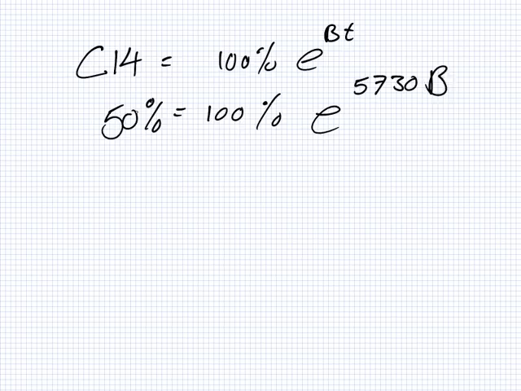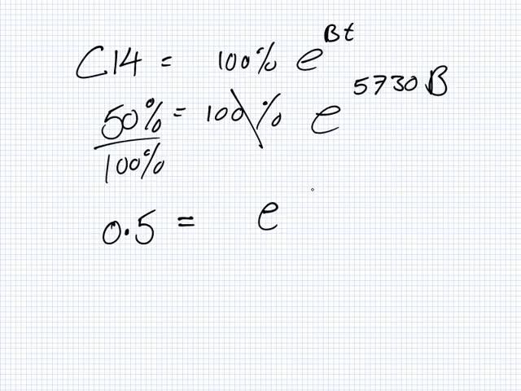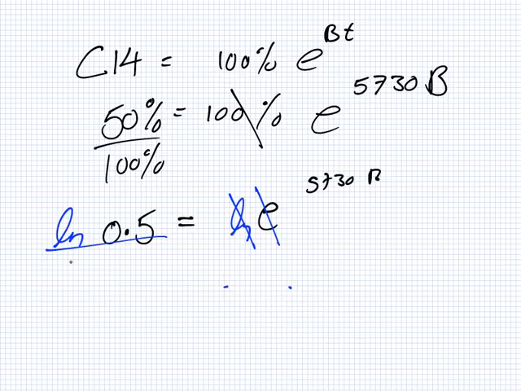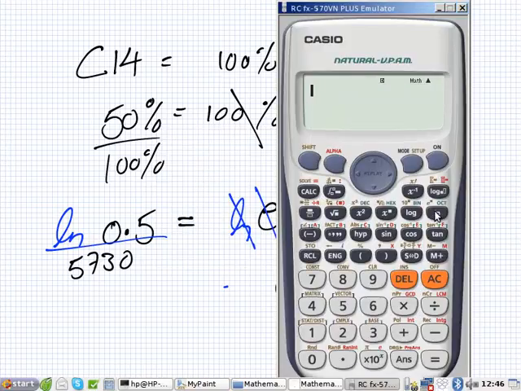T, yes. And the time is 5730. So 0.5 equals E^(5730B). But now what should I do next? Log both sides. Log cancels, divide by 5730, so I get B will equal minus log 0.5 divided by 5730, and I get this number here.